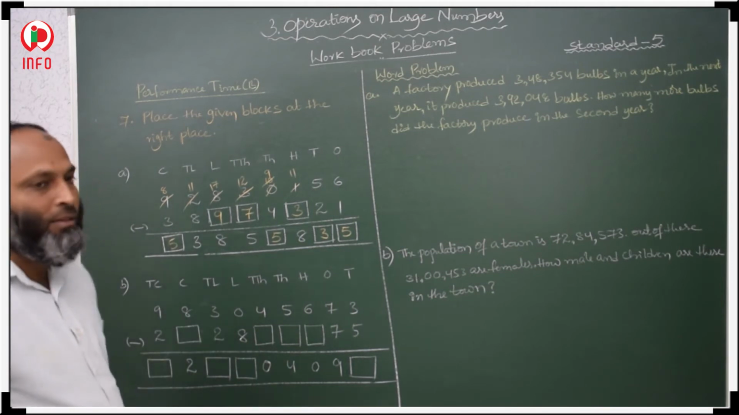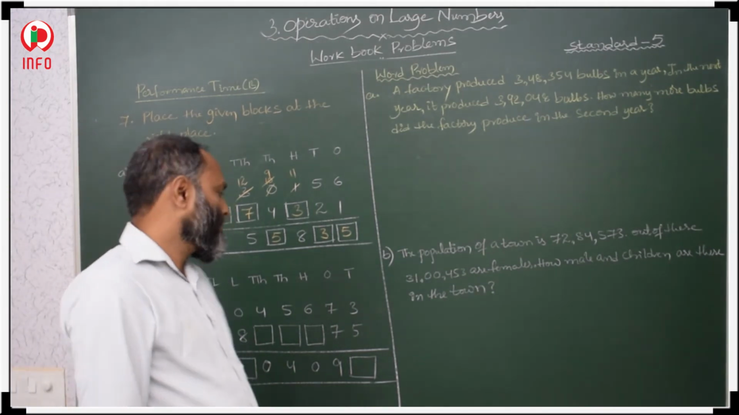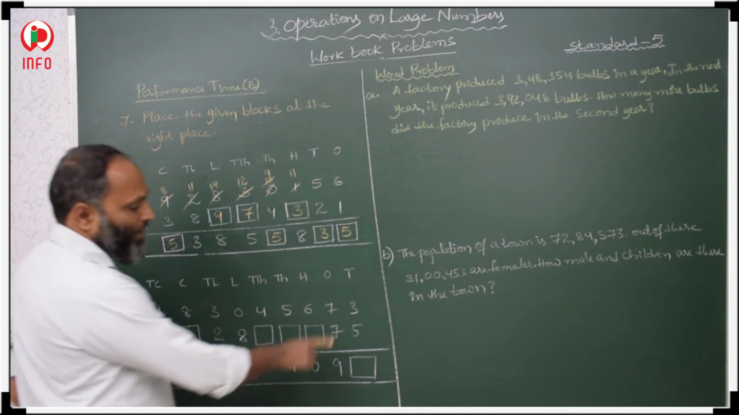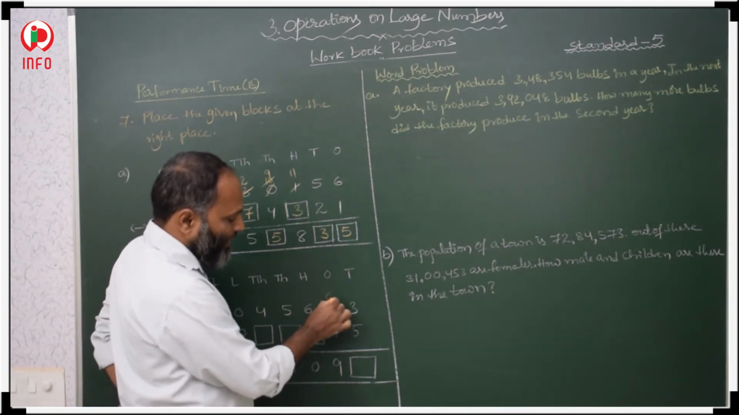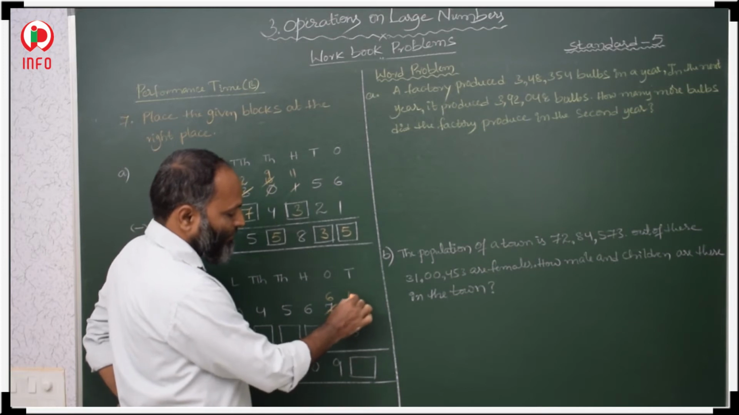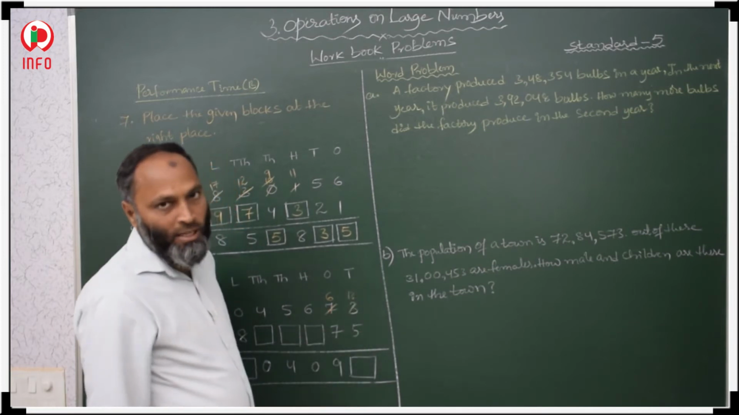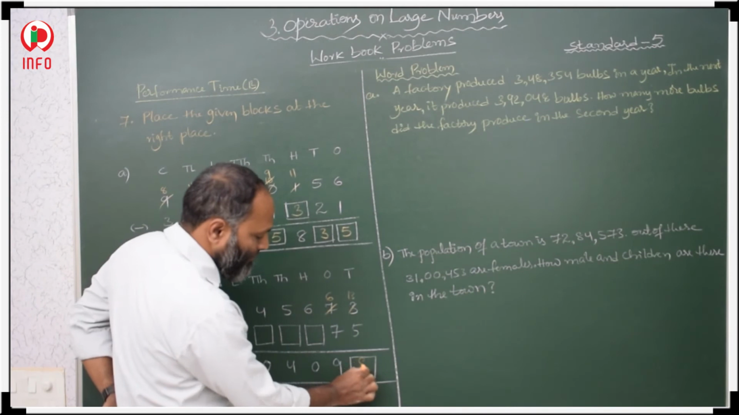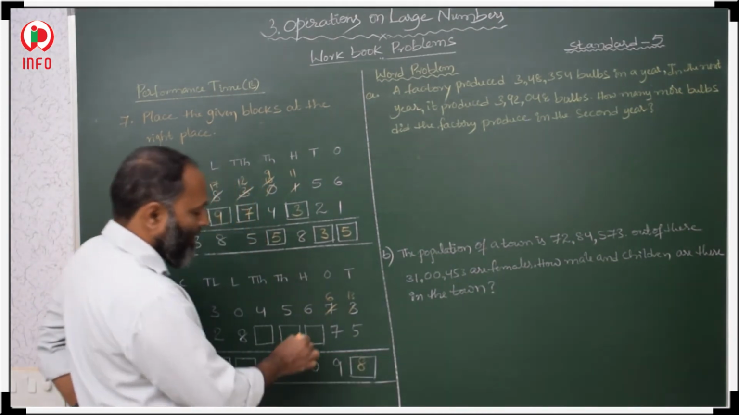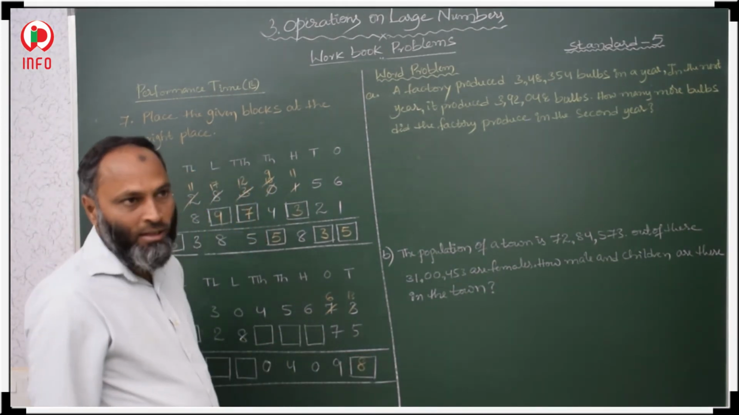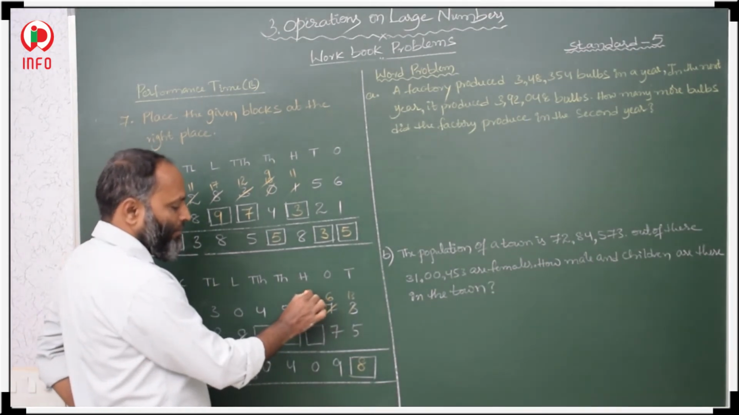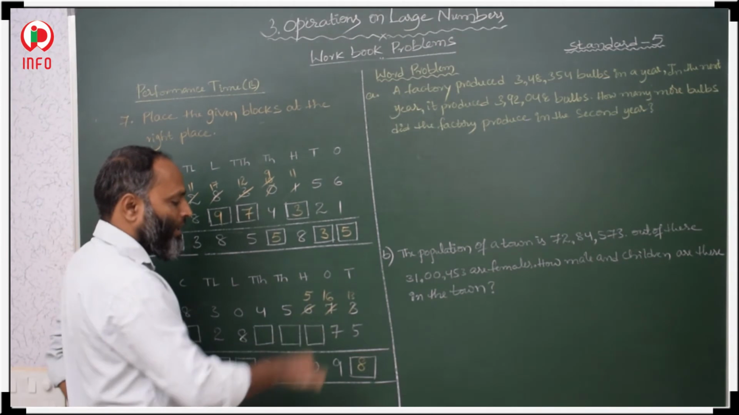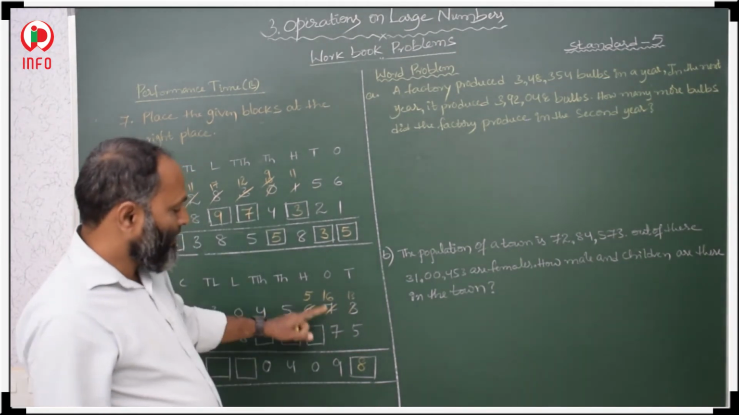In this way we have to fill the correct numbers. Here 5 minus 3, this is smaller, so take a borrow. It will decrease by 1, it will increase by 10. 13 minus 5 is 8. Now here 6 minus 7 is not possible, so take a borrow from here. It will decrease by 1 and increase by 10. 16 minus 7 is 9.